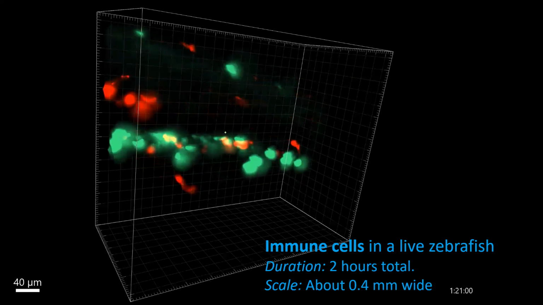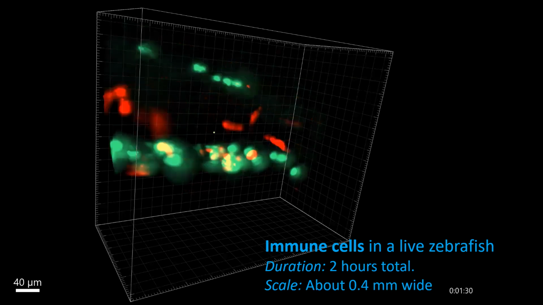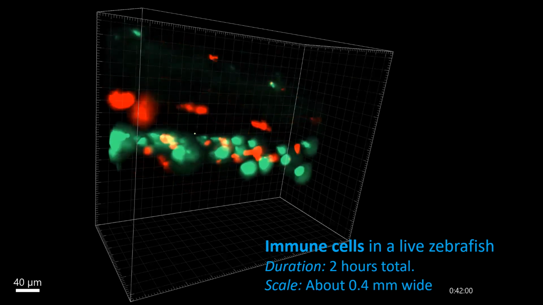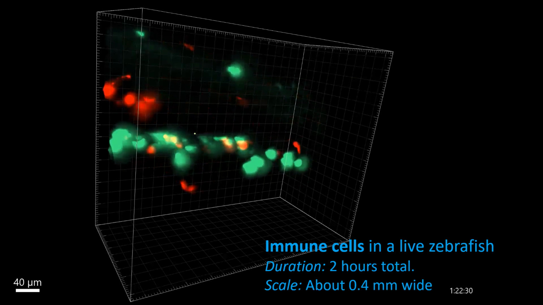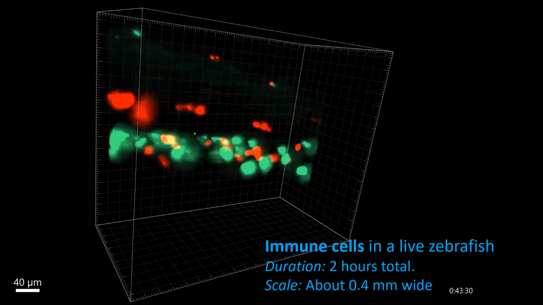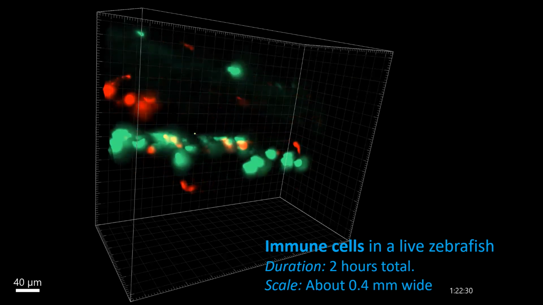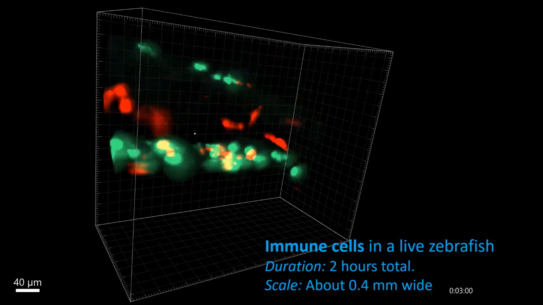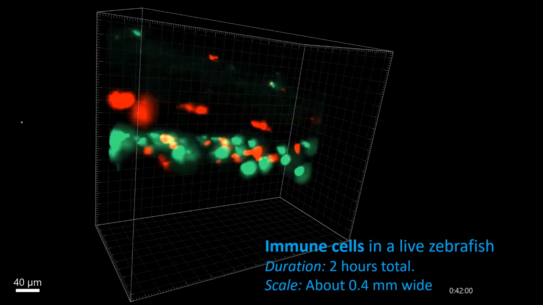We're watching two different types of immune cells in red and green over the span of about 2 hours. These are in a zebrafish, but your immune cells are probably doing something very similar right now, zipping around and looking for damage or danger. So what does this have to do with this?